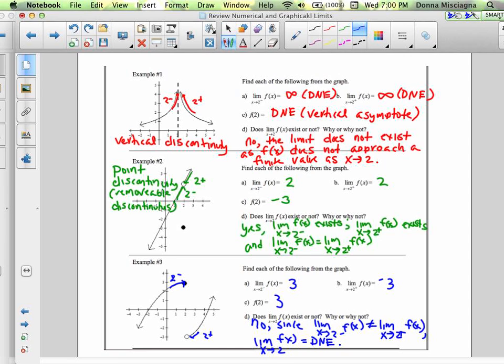And the last one is known as a jump discontinuity. There is literally a jump in the graph, right? We jump from one piece to the other piece. All right. So here's a little look at different types of discontinuities. Point discontinuity, the limit's still going to exist. Vertical and jump, no.